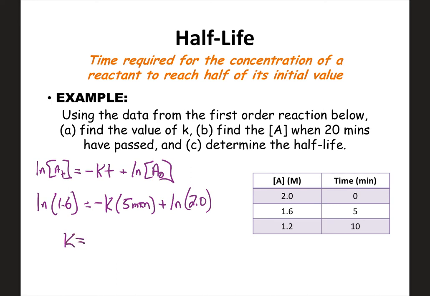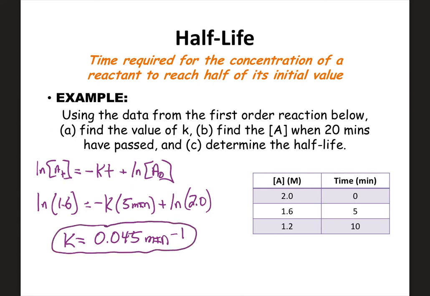When you solve this for k, make sure you can actually do the math. Don't just assume that you know how to do it. Plug it in the calculator. Make sure you get this with correct sig figs. It should be 0.045, and again, minutes to the negative 1 here. Remember, that's the only way your time units would cancel out here, is if you had k units being minutes to the negative 1. Watch your units of k. All right, so that takes care of part A here.